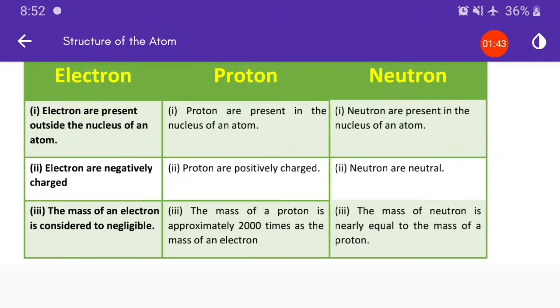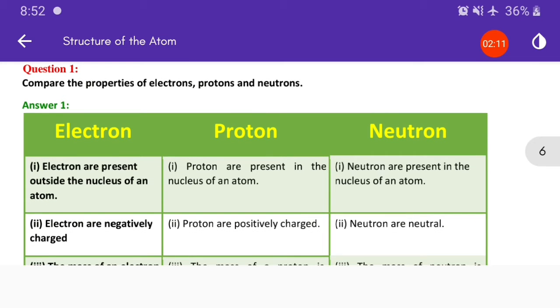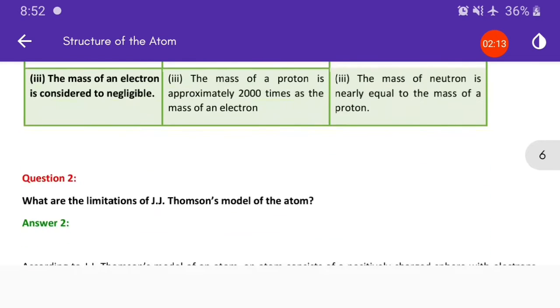The mass of an electron is considered to be negligible. The mass of a proton is approximately 2000 times the mass of an electron. And the mass of a neutron is nearly equal to the mass of a proton because they are in the nucleus. So this question can be asked in 3 marks and is very important for your coming exam.